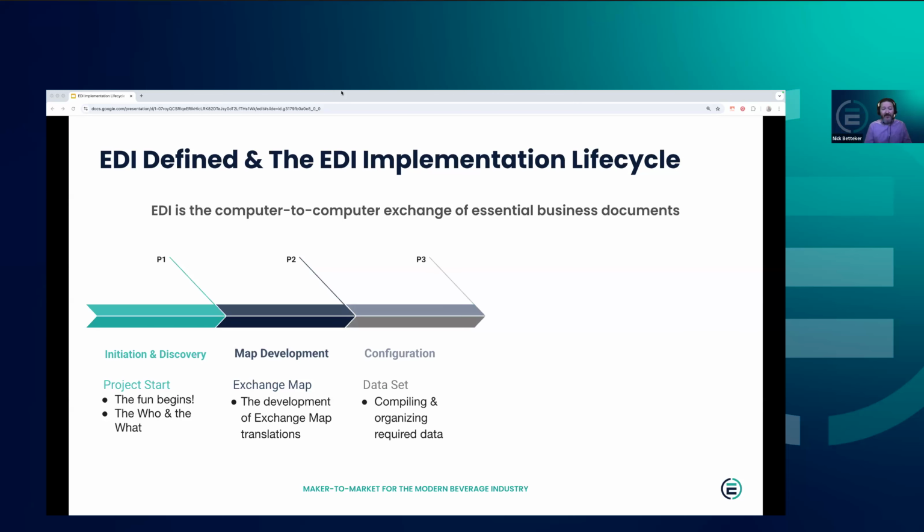Phase 3, so after we have developed a map translation, we know these 2 pieces of software can communicate with each other. Next, we need to configure the data set that's going to be sent back and forth between what we call trading partners. So that will be compiling and organizing that required data from the Encompass customer site, making sure that when we send and transmit that data with our trading partners, that data is accepted by the trading partner, and vice versa. When they send an EDI file from a trading partner to an Encompass customer, we're able to accept that data. And that's what we do in the configuration phase.